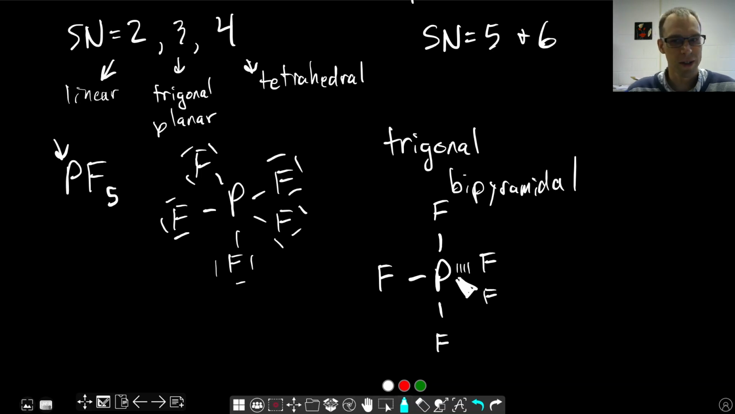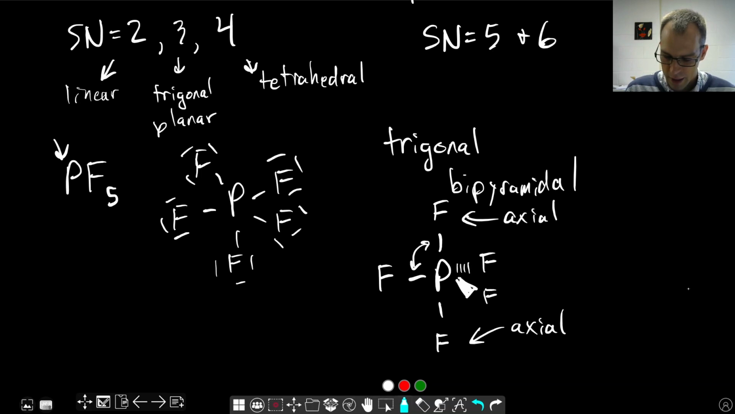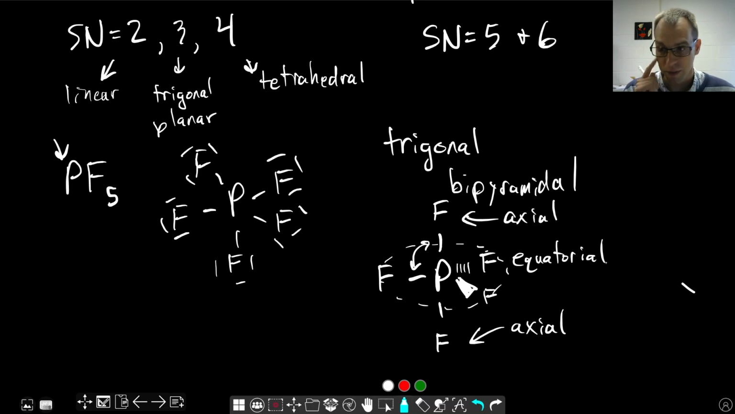So unlike our previous ones, we actually have 2 different bond angles in this one. We have the bond angle between these fluorines pointed straight up and down. These are ones that we call axial, so this one up here and this one down here. You can imagine this is along the axis as if this was a sphere. And then these 3 fluorines here are in the equatorial positions, because it's like they're on the equator that goes around this structure.